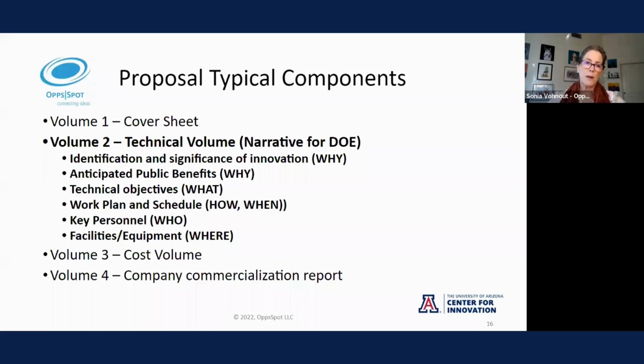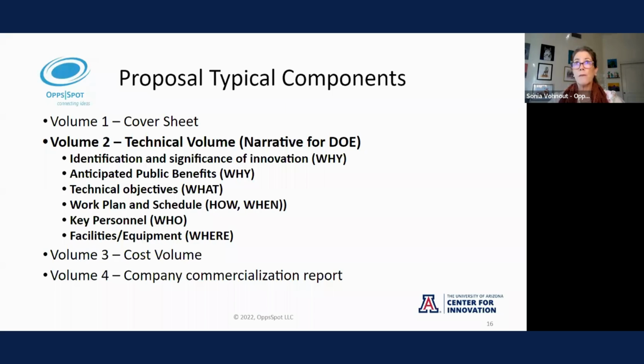So, typical components. I see one from Conrad. Well, that's a hard one. Some people are really good. If you know what you're doing, then start writing it up.